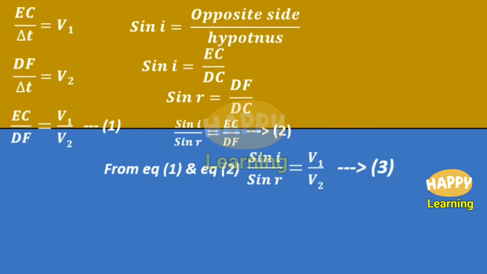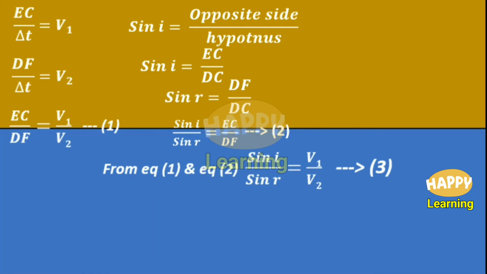The hero has selected a path to save the heroine to reach in the shortest time, and for that selected path we got sin I by sin r is equal to v1 by v2. We used the principle of least time to derive this equation. We can apply the same for the light ray also.